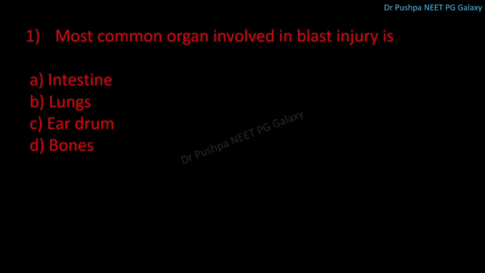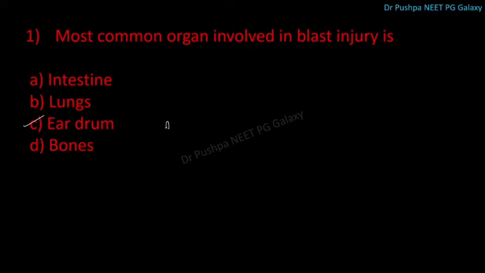The first question is: the most common organ involved in blast injury is intestine, lungs, eardrum, or bones? The correct answer is eardrum. So eardrum is the most common organ involved in blast injury. It depends on whether the patient is in air, immersed in water, or in solid material. Based on the location, the organs will be different. But the most common organ involved in blast injury overall is eardrum.